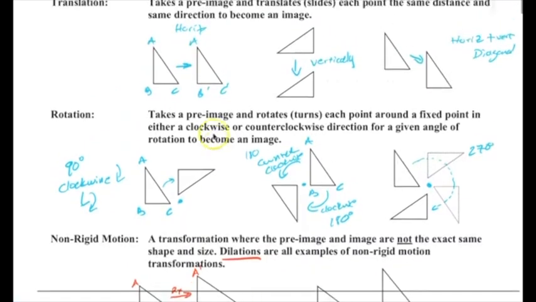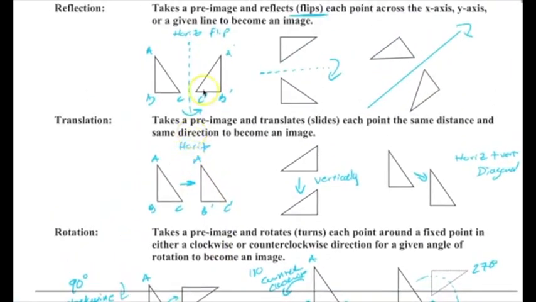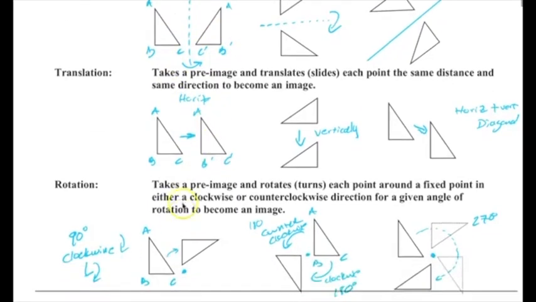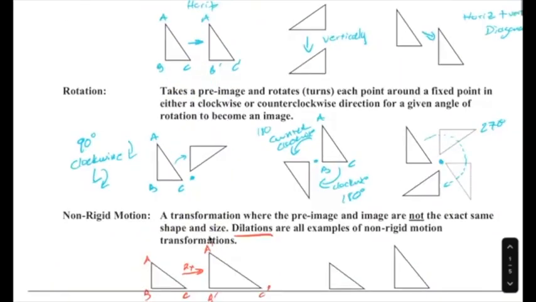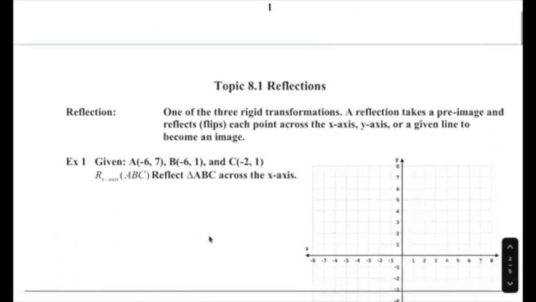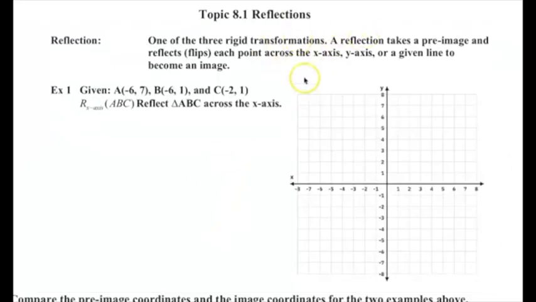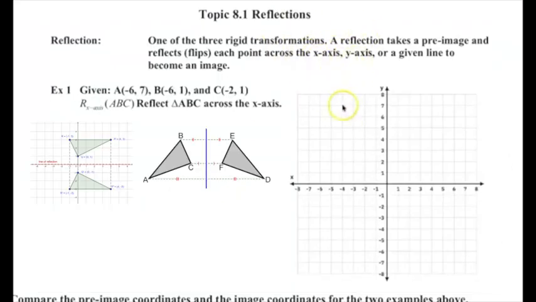What we're going to focus on in this chapter, in this topic, is rigid motions, things that don't change the size or shape. So we're going to reflect it, translate it, or rotate it. It keeps the shape the way it is. Our first one that we're going to focus on is reflections. With a reflection, we're going to reflect all the points across either the x-axis, the y-axis, or some other line.